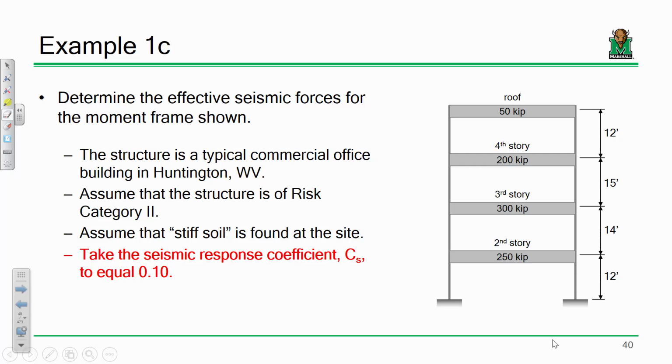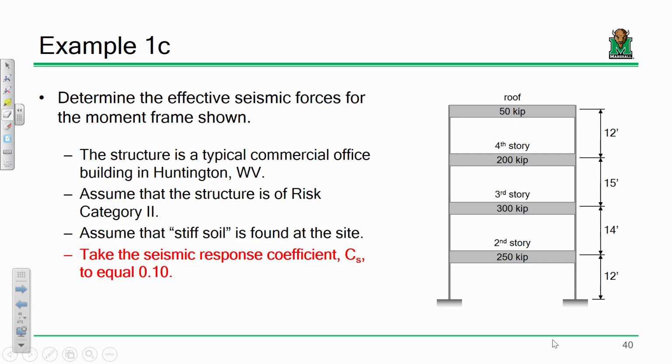So therefore, tell me what the weight times the height raised to K is. Keep in mind K is 1. So I guess if you want, you can do it like that. 8,200. Simple, right? Could you do that for every story?